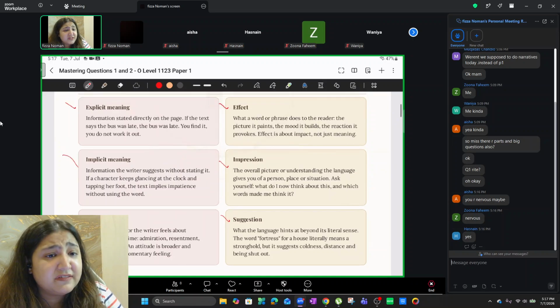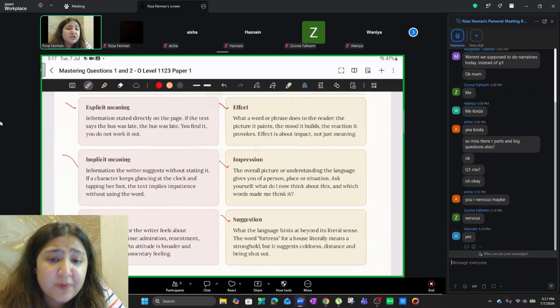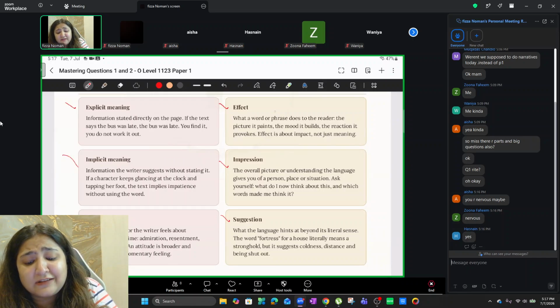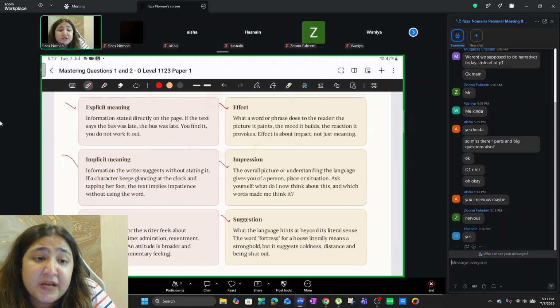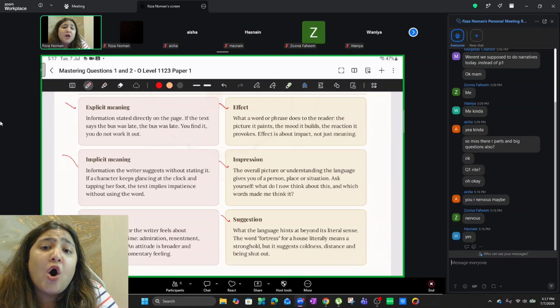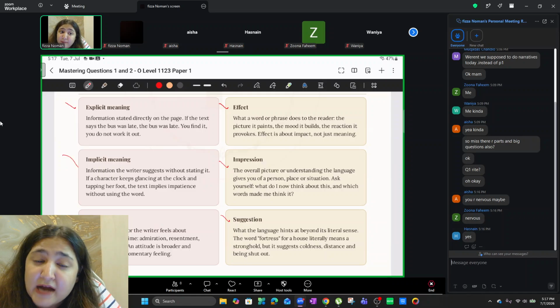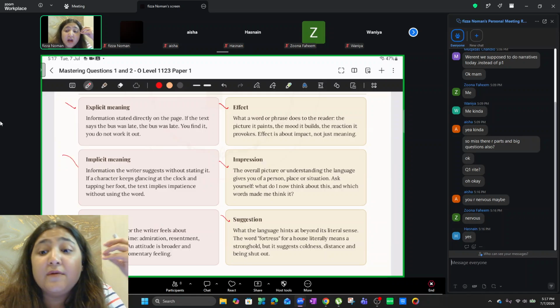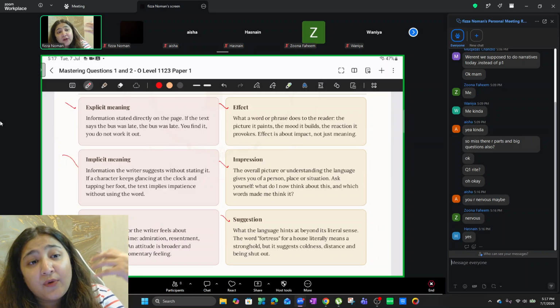We have effect questions next. Question 2 is based entirely on effect. So, what a word or phrase does to the reader. The picture it paints, the mood it builds, the reaction it provokes. Effect is about impact, not just meaning. I cannot stress this enough because writers do not just use simple words. They use words that create some sort of effect or have an impact on our reader, in the mind of our reader, and the way the reader perceives a certain meaning. Does that make sense, guys?